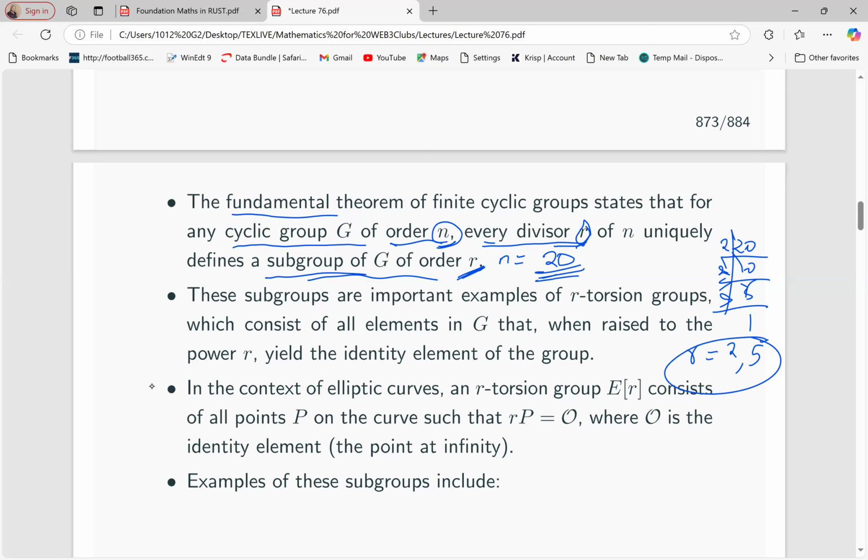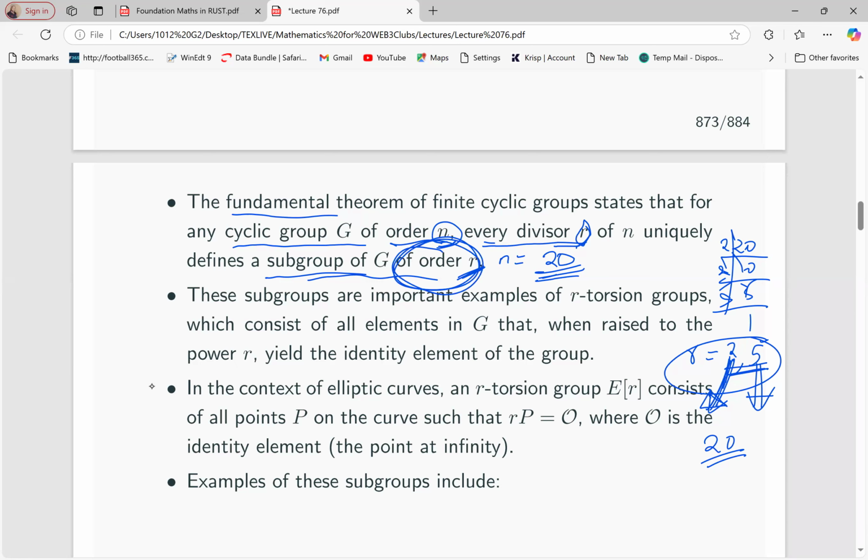So that means if your elliptic curve has 20 points, we can find some subgroups, one generated because of r, which is 2. So r, which is 2, would have some subgroups, and the subgroup where r is 2 would have two elements.